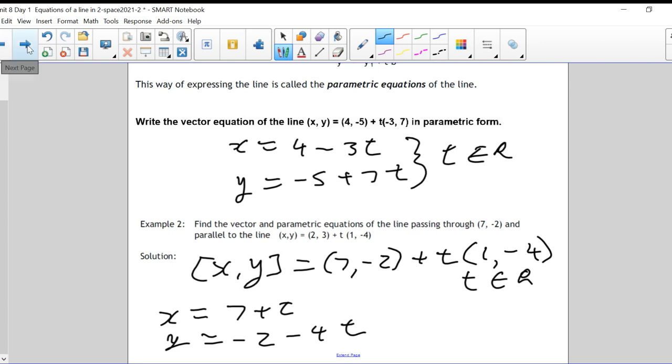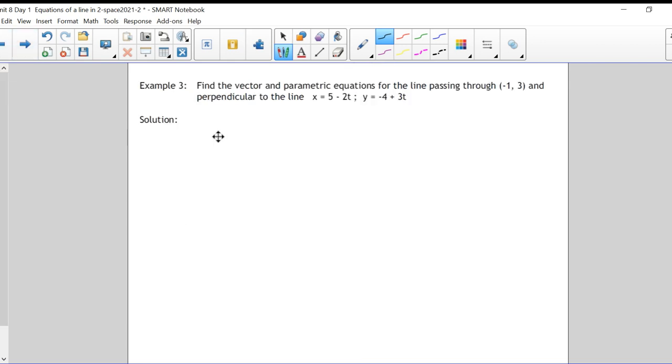Okay, let's keep going, because we have to get through this and Cartesian at the same time. Find the vector and parametric equations for the line passing through (-1, 3) and perpendicular to the line x equals this, y equals that. Oh, okay. So just when you thought this was getting easier, now they're throwing perpendicular at you. What are we supposed to do with that? Well, it's not as hard as it looks, and I'm sure some of you are thinking it through already. What do you think would be the position vector for the line that you're looking for?